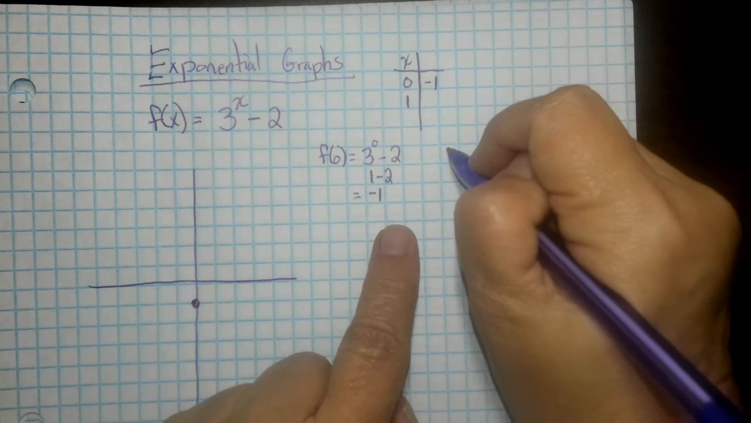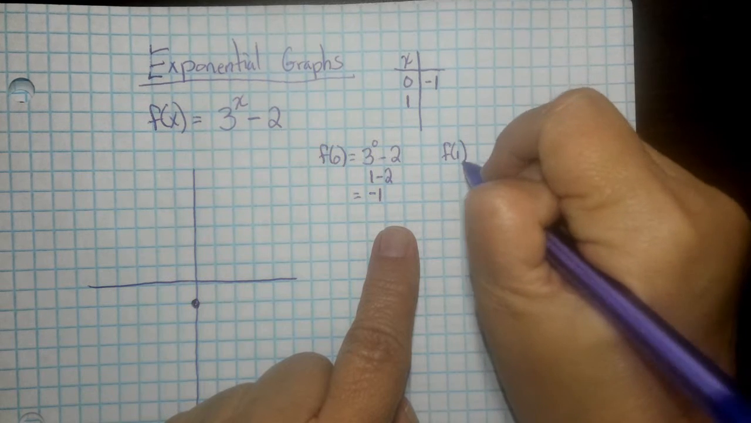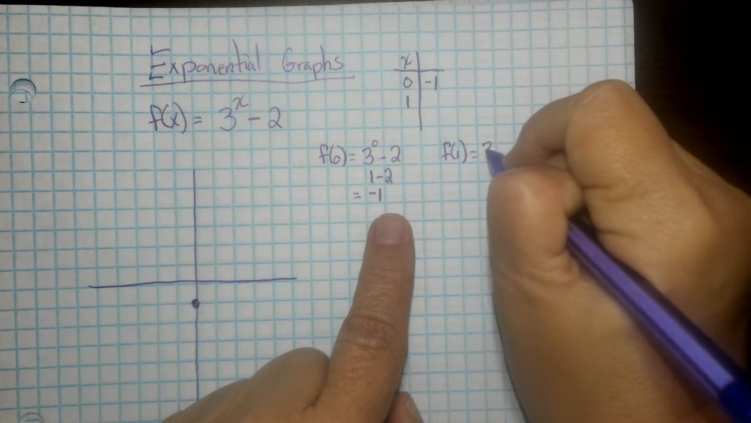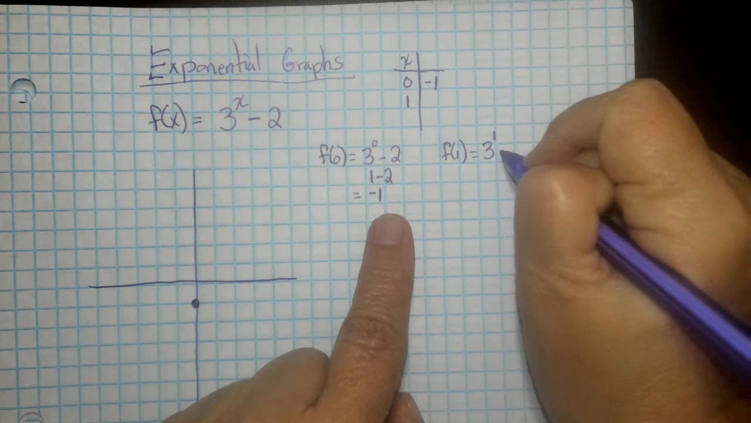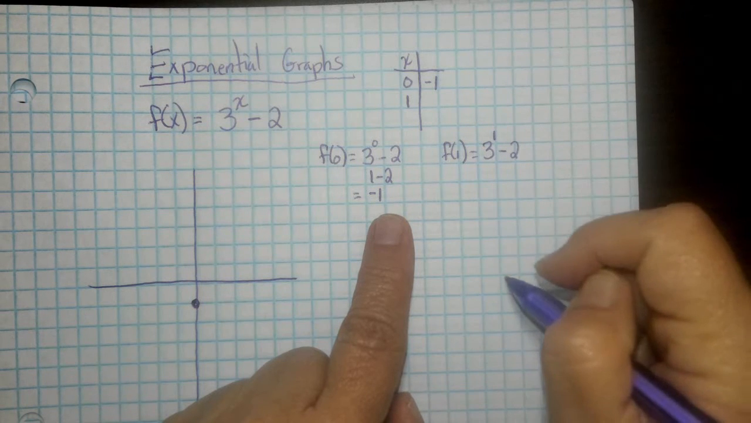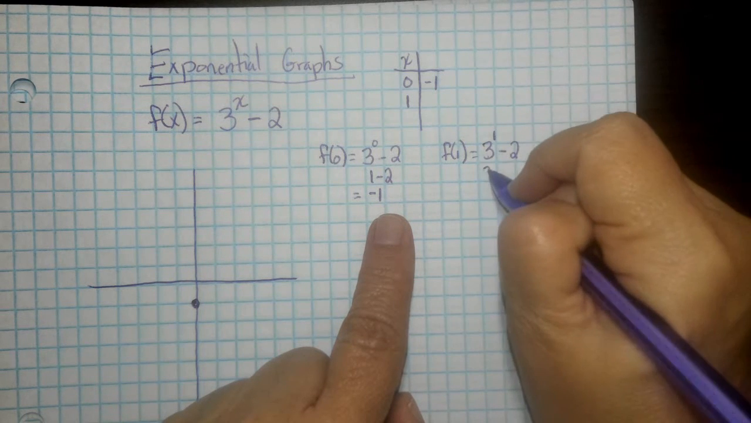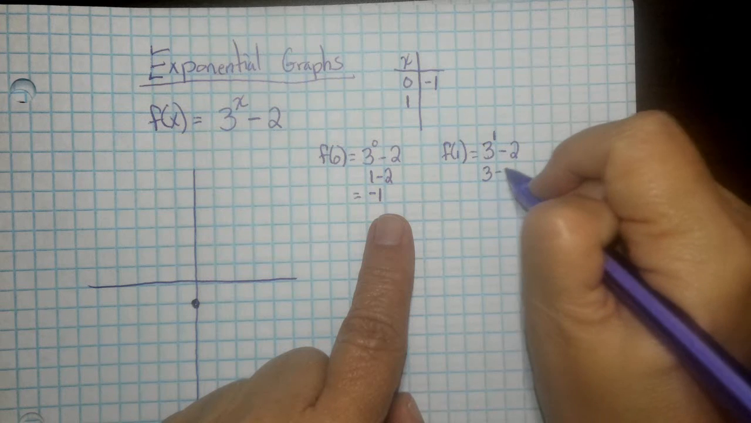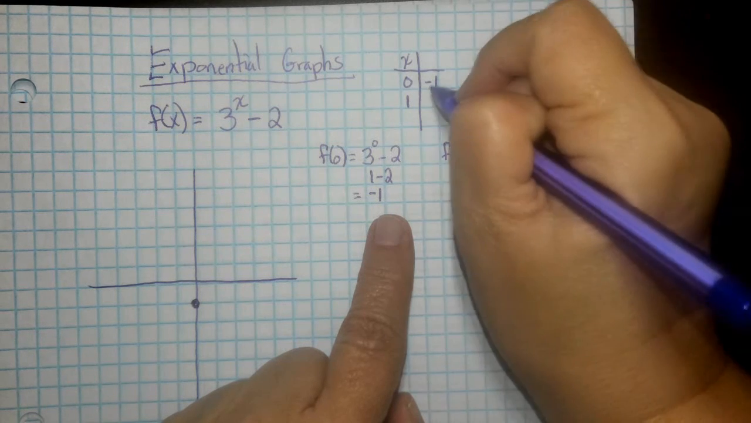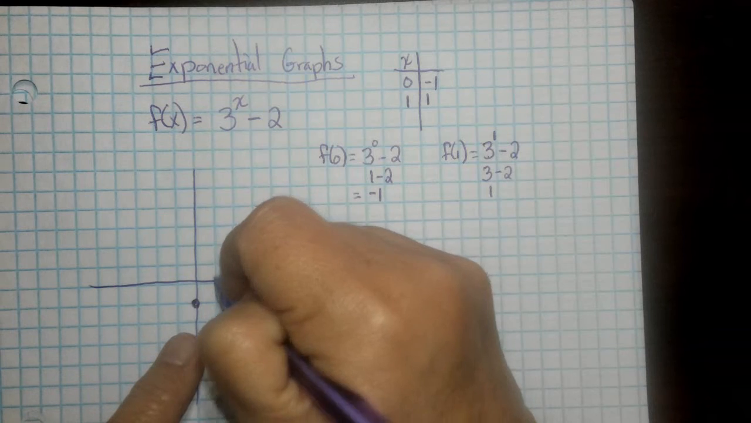Alright, now I'm going to plug in f of 1. So when x is 1, that is 3 to the first power minus 2. And 3 to the first power is 3. And 3 take away 2 is 1. So I go through the point 1, 1.